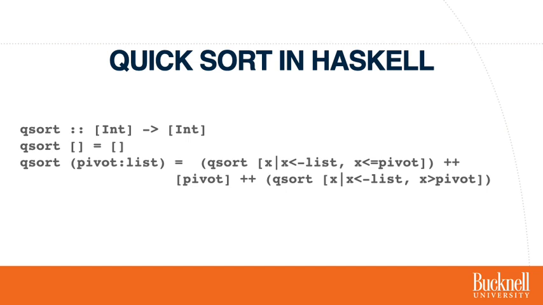The second line is just the base case. An empty list results in an empty list. An empty list is already sorted. The magic happens on the third line. Here we split the list into a head and a tail, called pivot and list here. We then quicksort the part of the list that is greater than the pivot, and we quicksort the part of the list that is less than or equal to the pivot, and we concatenate the two lists that result with the pivot in the middle.